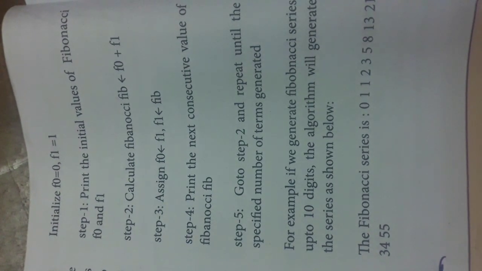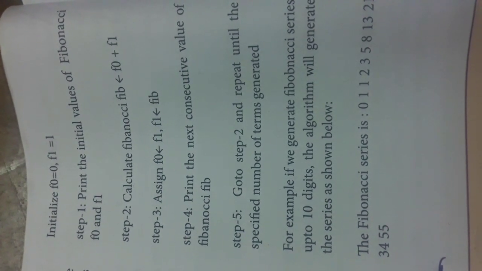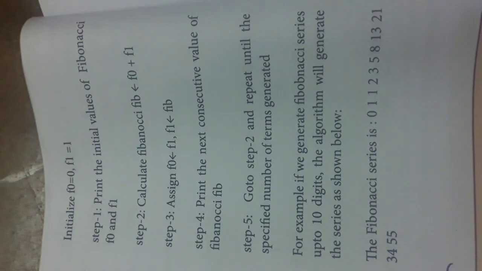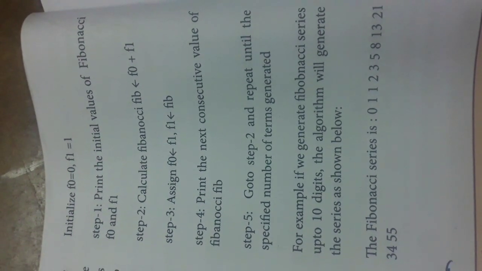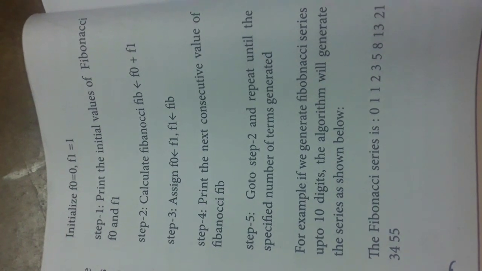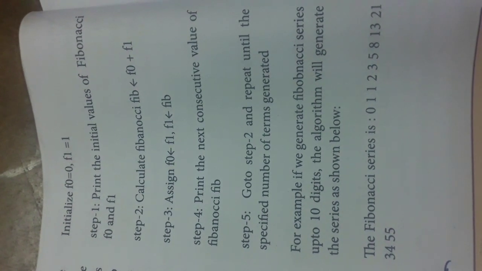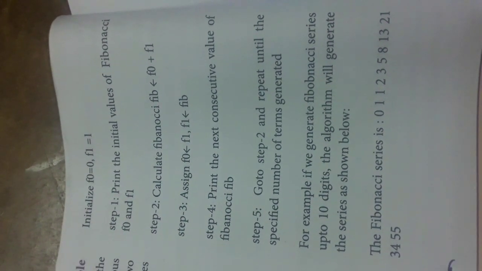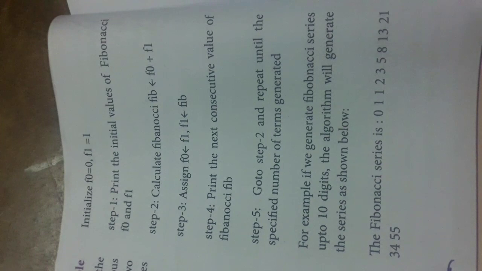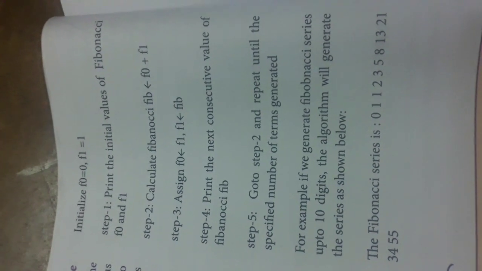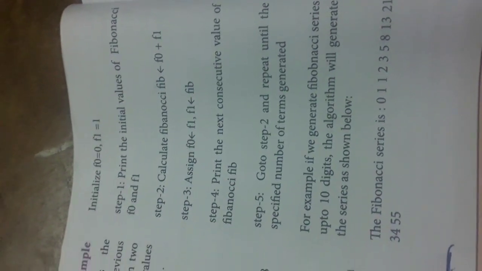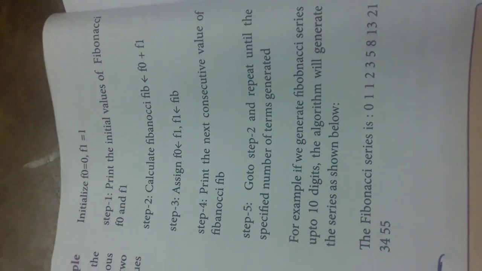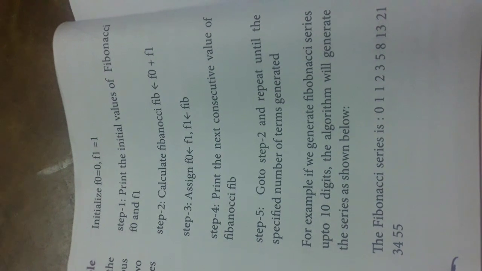Now Fibonacci's iterative algorithm with dynamic programming approach. We will see the example and algorithm for that. First step is you have to initialize f0 is equal to 0 and f1 is equal to 1. 0 and 1 will be the first and second value. Then step 1, print the initial values of Fibonacci, f0 and f1, that is 0 and 1 will be printed. Then from next step onwards you have to calculate the values.